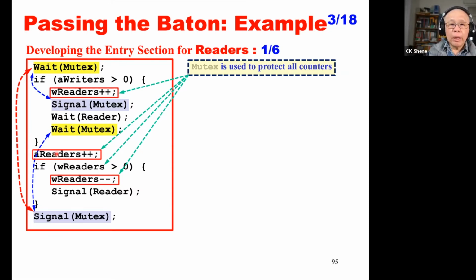So in the next few slides, we will explain the details here. So here, what we need to know is the mutex semaphore is used to protect the access to this variable, this variable, this variable, this variable.